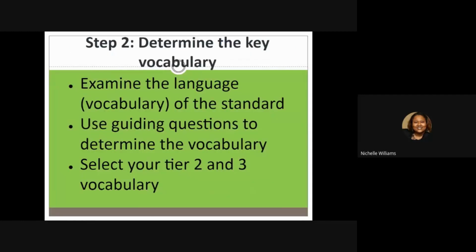Step 2, look at the vocabulary. What is the language of the standard? Are these terms that your students are going to know and understand, or will you need to dig deeper and break down some of those words for them? You want to use guiding questions to determine the vocabulary that you should use and introduce to your students. And you want to make sure that you choose Tier 2 and Tier 3 words that are significant to their learning.